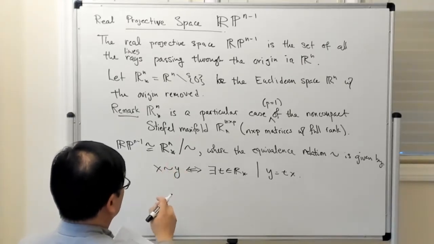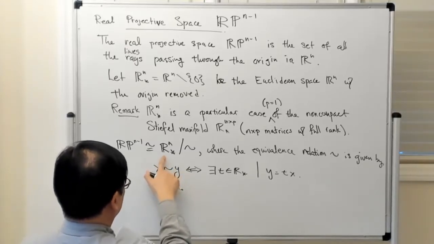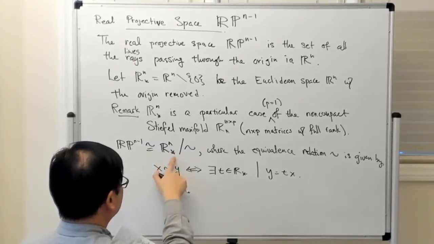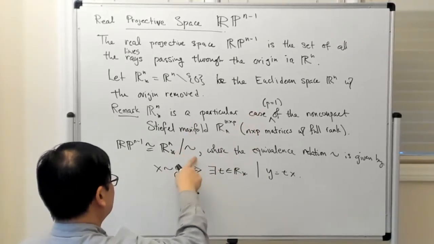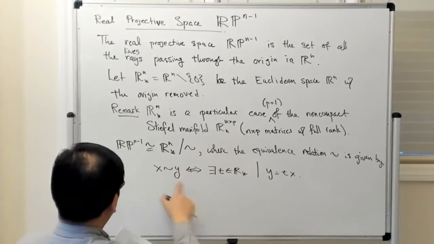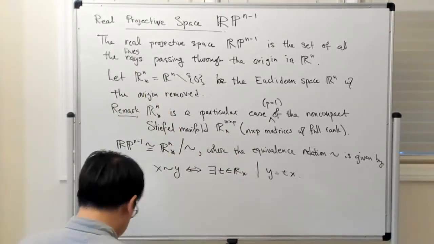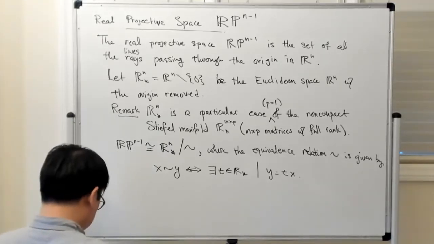So then, as you might expect, when you look at a particular non-zero vector, it defines a line, and you quotient by this relationship that any two points on that same line are related to each other. Then obviously you get the set of lines which pass through the origin.